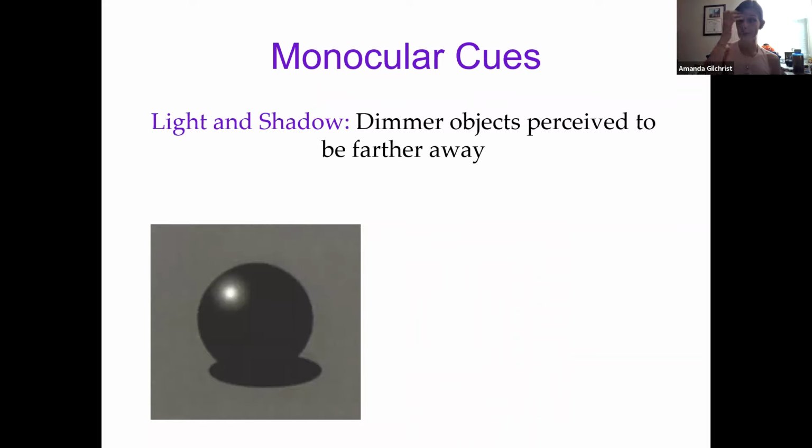We also use light and shadow to create a sense of depth. Objects that are dimmer to us tend to be perceived to be farther away. When you use things like makeup, like contours and highlighters, you are actually also creating a sense of depth and distance. Using highlighter, such as on your cheekbones, will draw the eye toward it, and it will bring that cheekbone out and make it seem like it's popping out a bit more than it otherwise would.